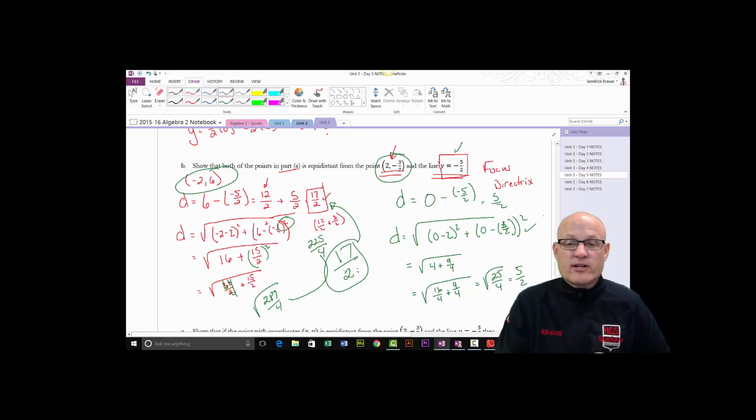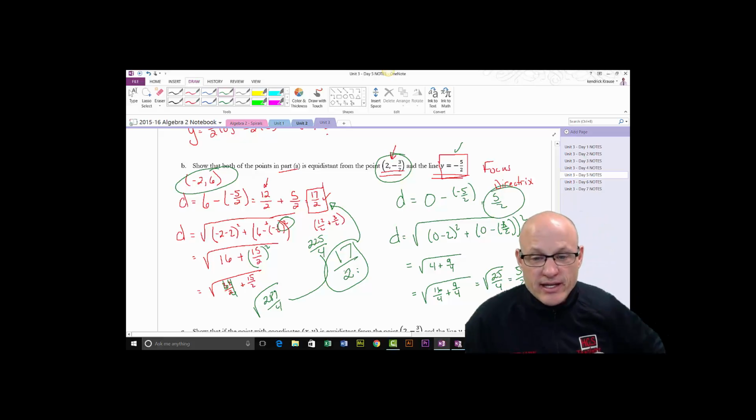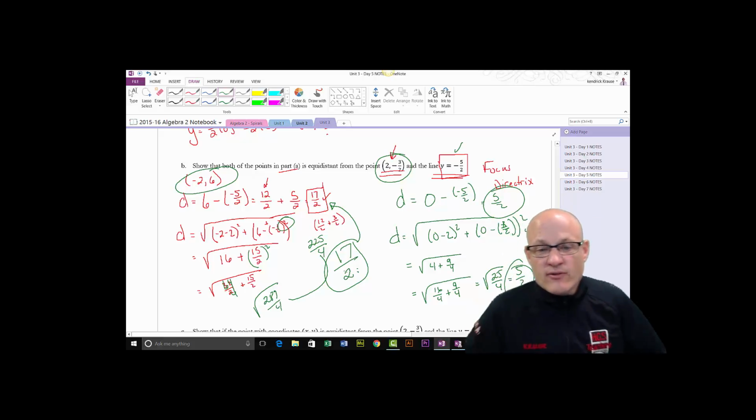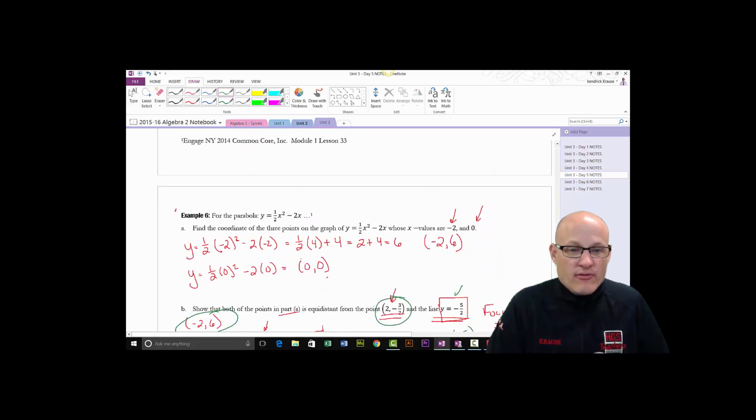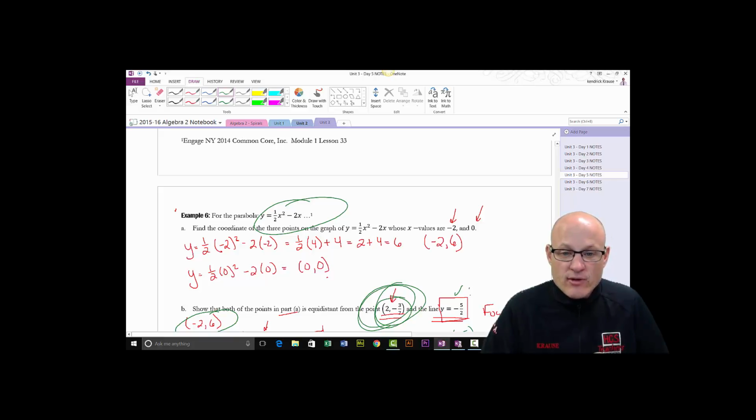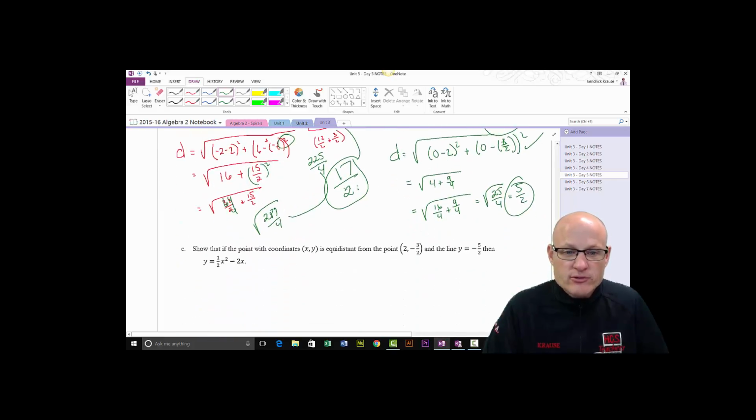Now you could have, again, just done this on your calculator right here, but I see that I get that they're 5 away from each other. So the focus and the directrix of this parabola, the focus is this point right here, 2, -3 halves, and the directrix is y equals -5 over 2.